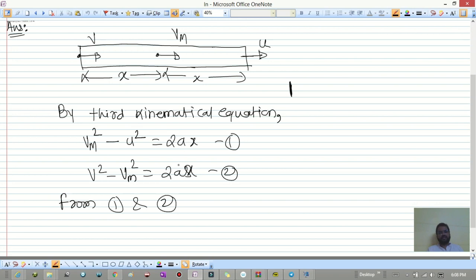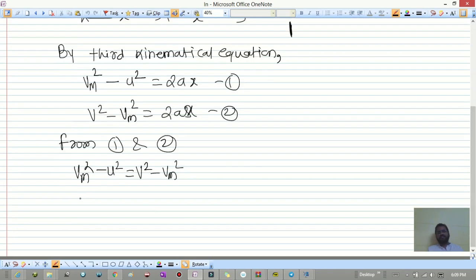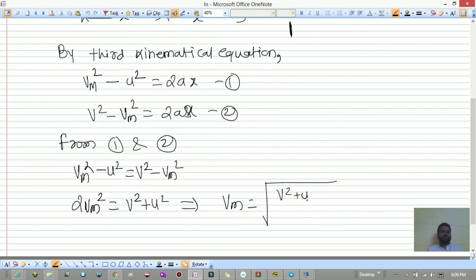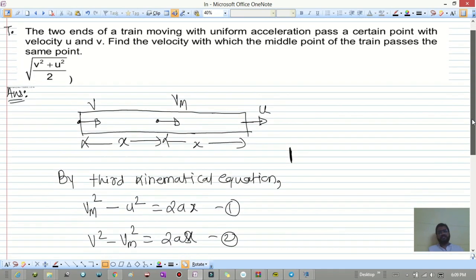So from 1 and 2, as the right hand side is equal, the left hand side must be equal. So Vm squared minus u squared must be equal to v squared minus Vm squared. So we can write 2Vm squared is equal to v squared plus u squared. So from this, Vm is equal to root of (v squared plus u squared) divided by 2. So this is the answer we have. So I hope this is clear to you all.